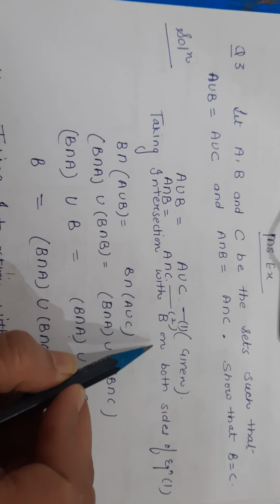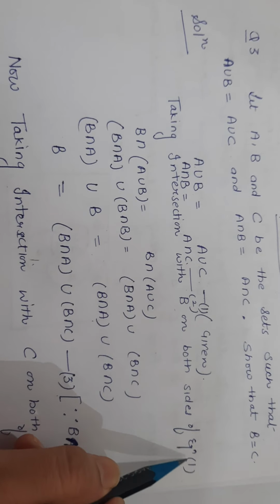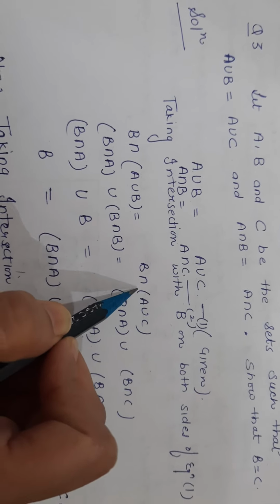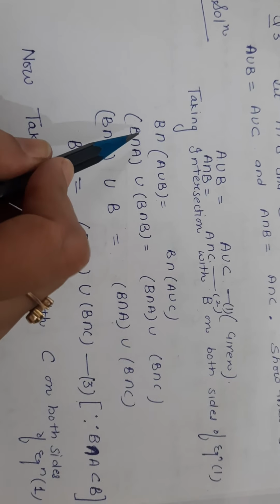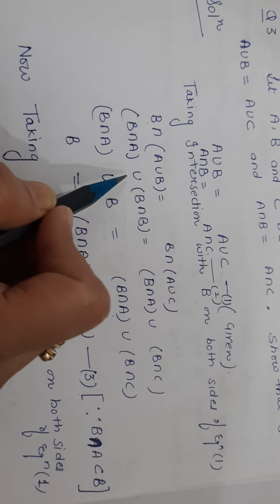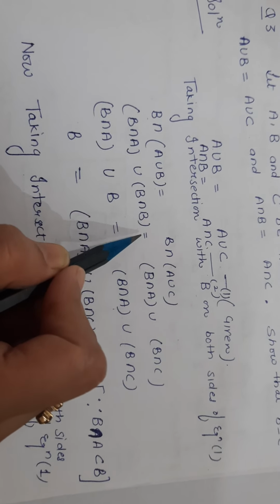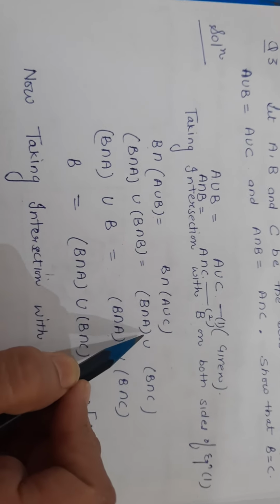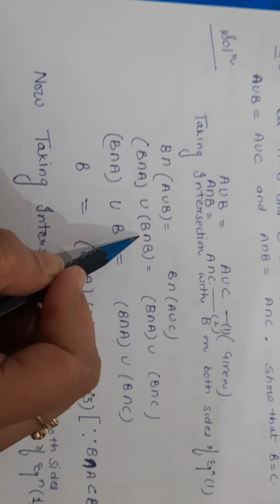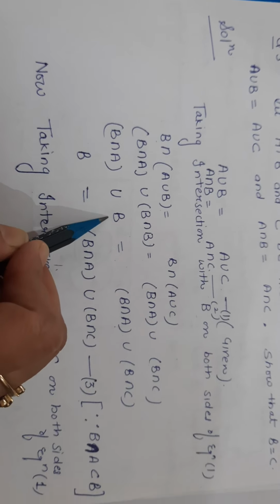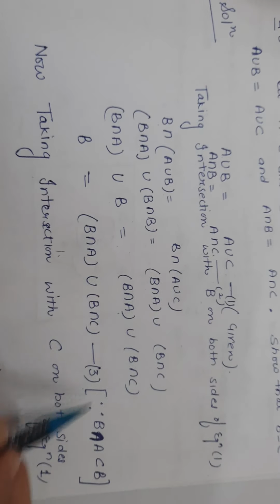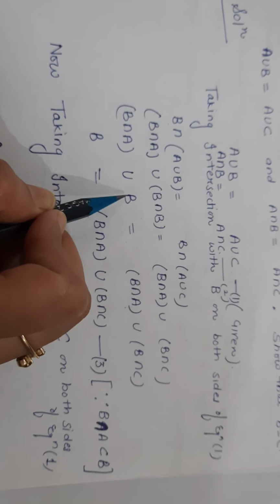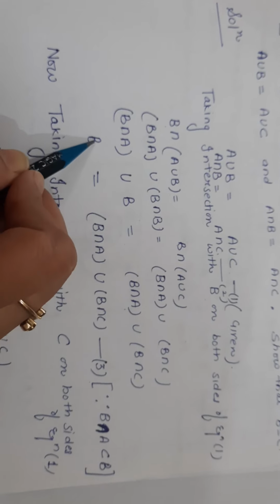So first we are going to take intersection with B on both sides of equation 1. So this is B intersection (A union B), here also B intersection (A union C). Now apply distributive law. This is B intersection A union B intersection B. This is equal to B. Again apply distributive law here: B intersection A union B intersection C. Now B intersection B is further equal to B. We know that B intersection A is a subset of B. So the union is equal to the larger set B.